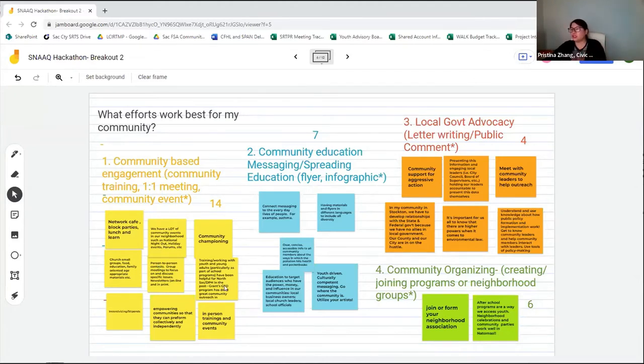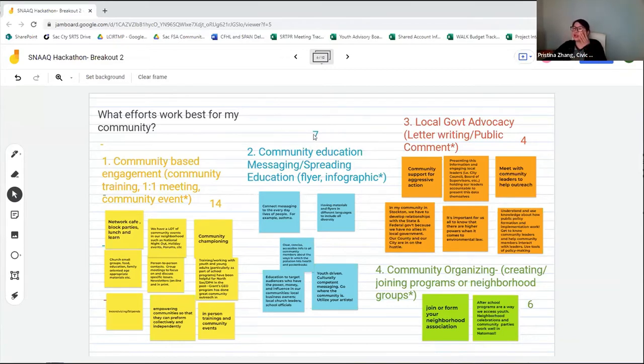I don't think these sticky notes even captured all the great messages we were getting in the chat box, but this is really a summary of the kind of comments we were getting. Through that, we were able to prioritize four different avenues of efforts that people could do. And these numbers that you see here, as we were grouping things up, we were able to do a vote. Community-based engagement won.